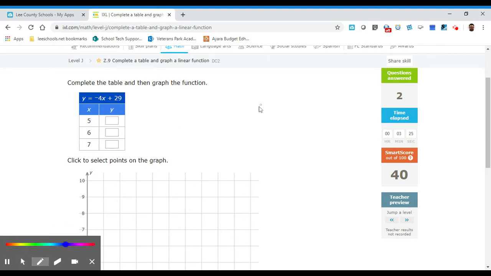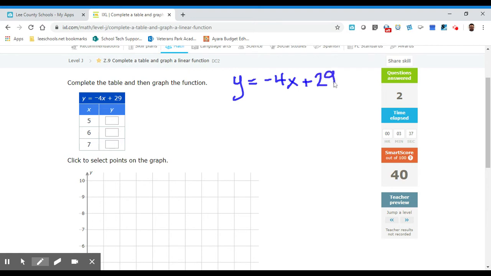Starting with the first one. What I like to do is write my function at the top of the paper. Negative 4x plus 29. And then I take each value underneath it and I plug it in. So the first value is x, 5. So I'm going to do negative 4 times 5 plus 29. Negative 4 times 5 is negative 20 plus 29. It's the same thing as 29 minus 20, which is 9. So this one is 9.